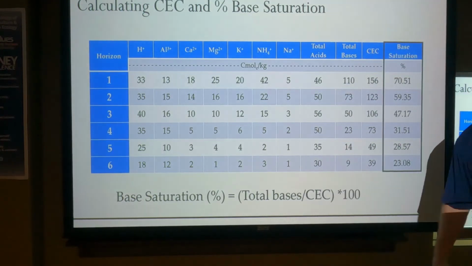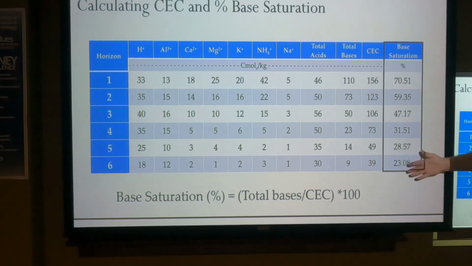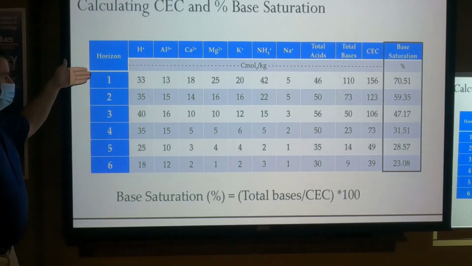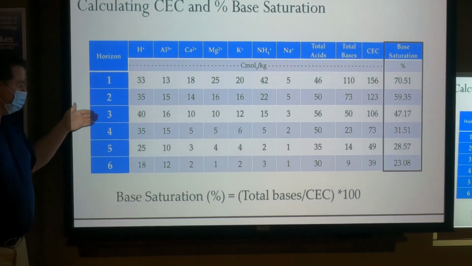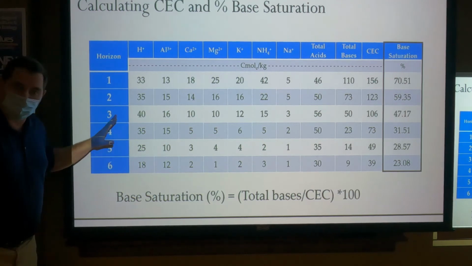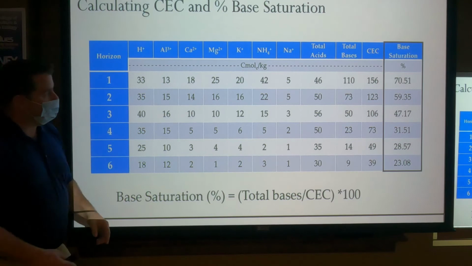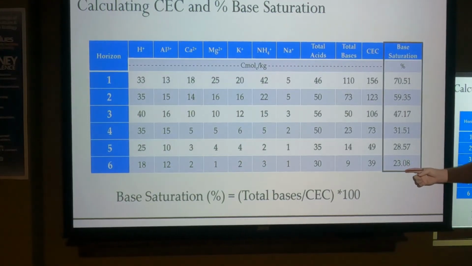Just for the sake of saving time, so we're not watching the video forever, when we know that what we're going to do is just multiply or divide all the way down. This may be an O horizon, maybe an A horizon, AP, B, BT, BW, whichever. But we're increasing depth, top to bottom, and you can see that as our depth increases, our base saturation is going to decrease.